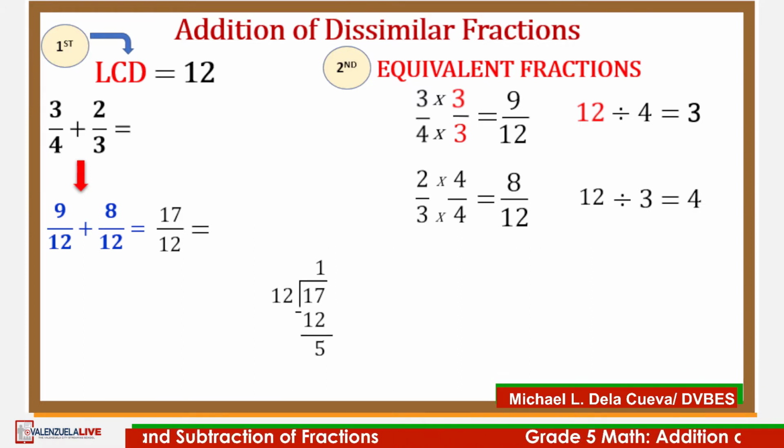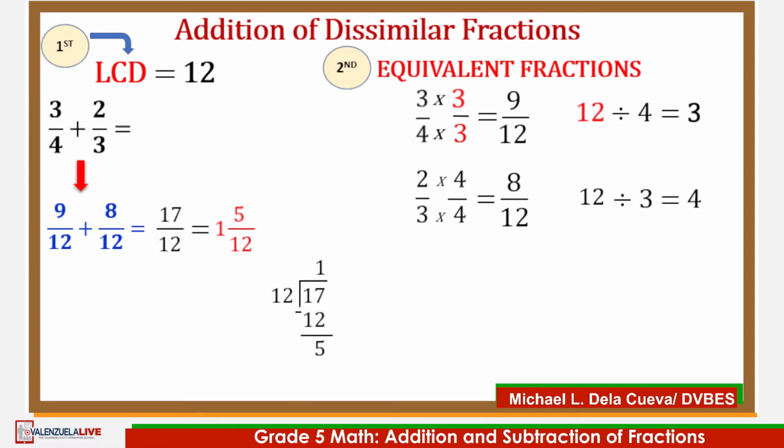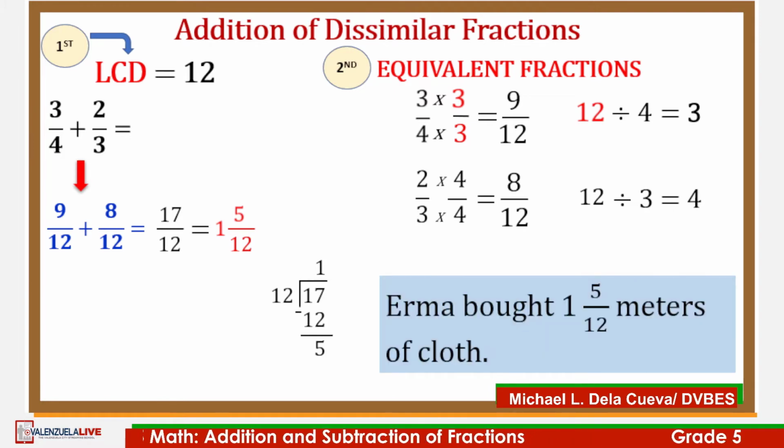Okay. So now, the quotient will be our whole number, and then the remainder will be our numerator, and then copy the denominator. So 17/12 is equal to 1 and 5/12. So Irma bought 1 and 5/12 meters of cloth.